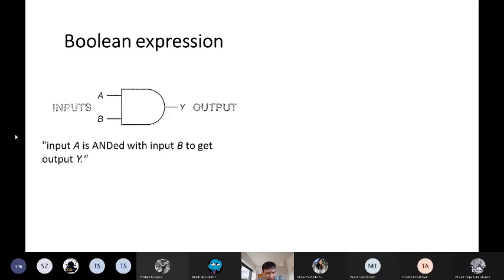Have you studied discrete mathematics? You're familiar with Boolean expressions and Boolean algebra, right? Do you know Boolean algebra? Yes. Okay, great.